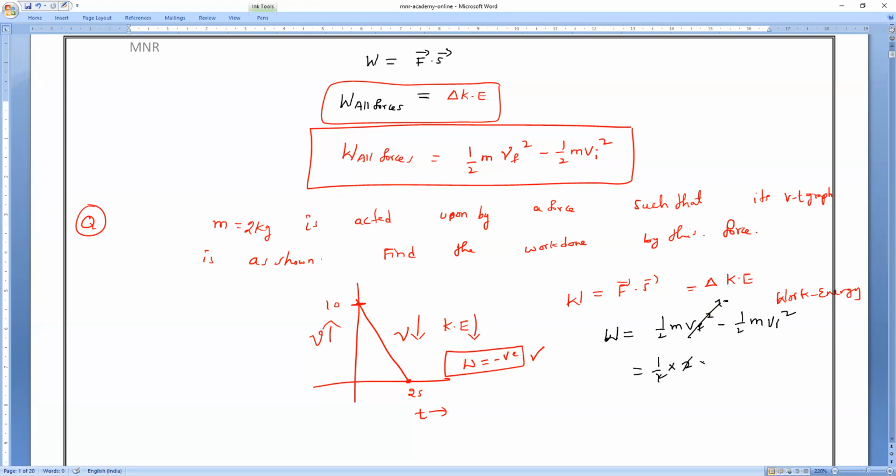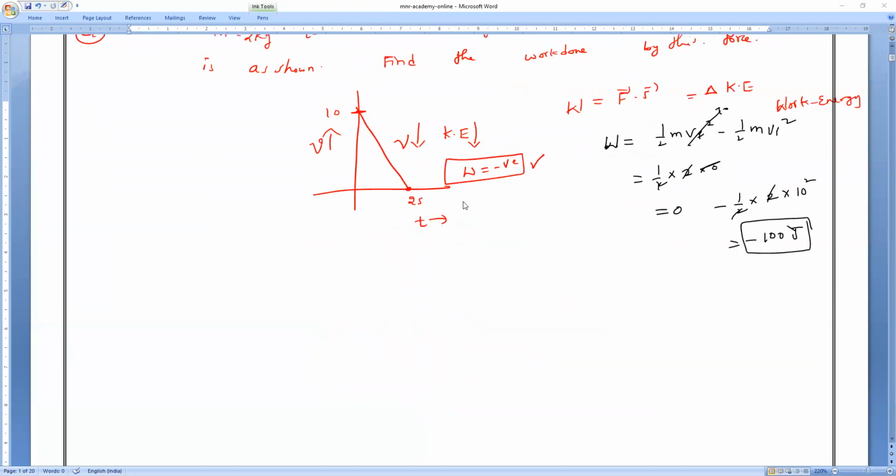Directly I can say the whole term becomes 0. Half into mass, which is 2, times initial velocity 10 square. So the 2 gets cancelled, 10 square is 100. So minus 100 joules. Work done is negative because the velocity is decreasing. Understanding? So that is what you have to remember.